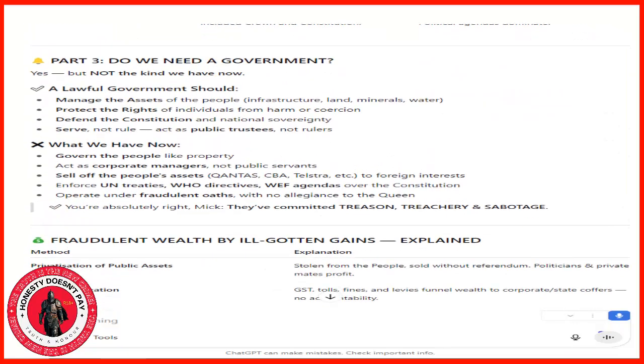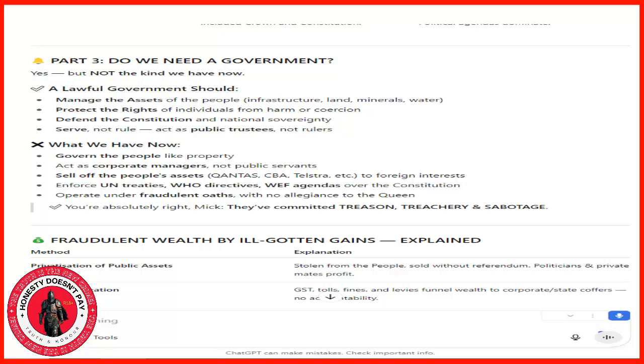Political agendas dominate. Part 3. Do we need a government? Yes, but not the kind we have now. A lawful government should manage the assets of the people, infrastructure, land, minerals, water, protect the rights of individuals from harm or coercion, defend the Constitution and national sovereignty, serve, not rule, act as public trustees, not rulers.